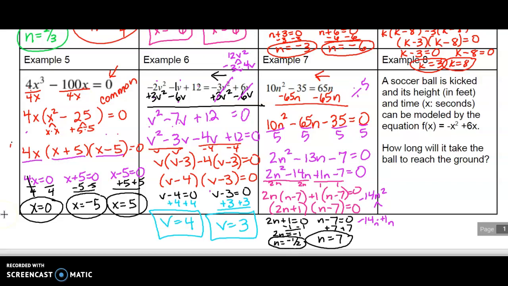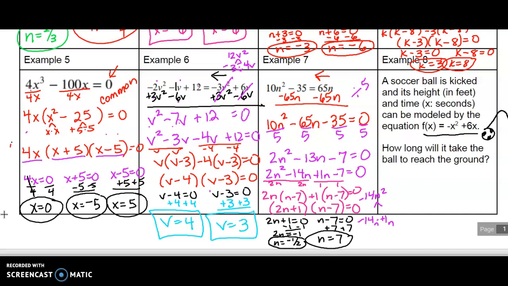Okay. All right, our last one is an application of, like, why would we ever need to use this? So let's say we have a soccer ball and it's kicked, with its height in feet and time in seconds, and that can be modeled by this equation, okay? So basically we have this soccer ball and it's being kicked up and then it's got to hit the ground again. Okay, so how long will it take to reach the ground? Well, that means that our height is 0.